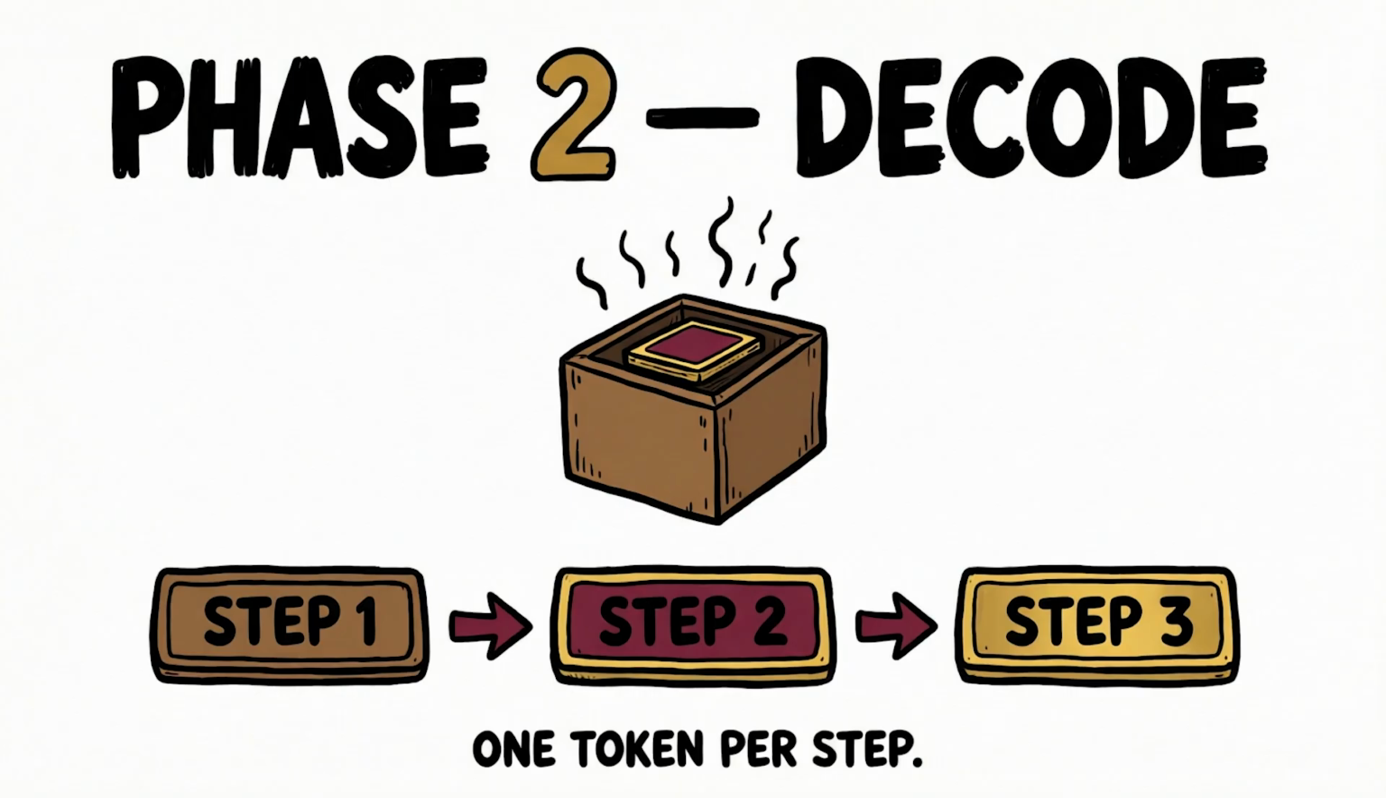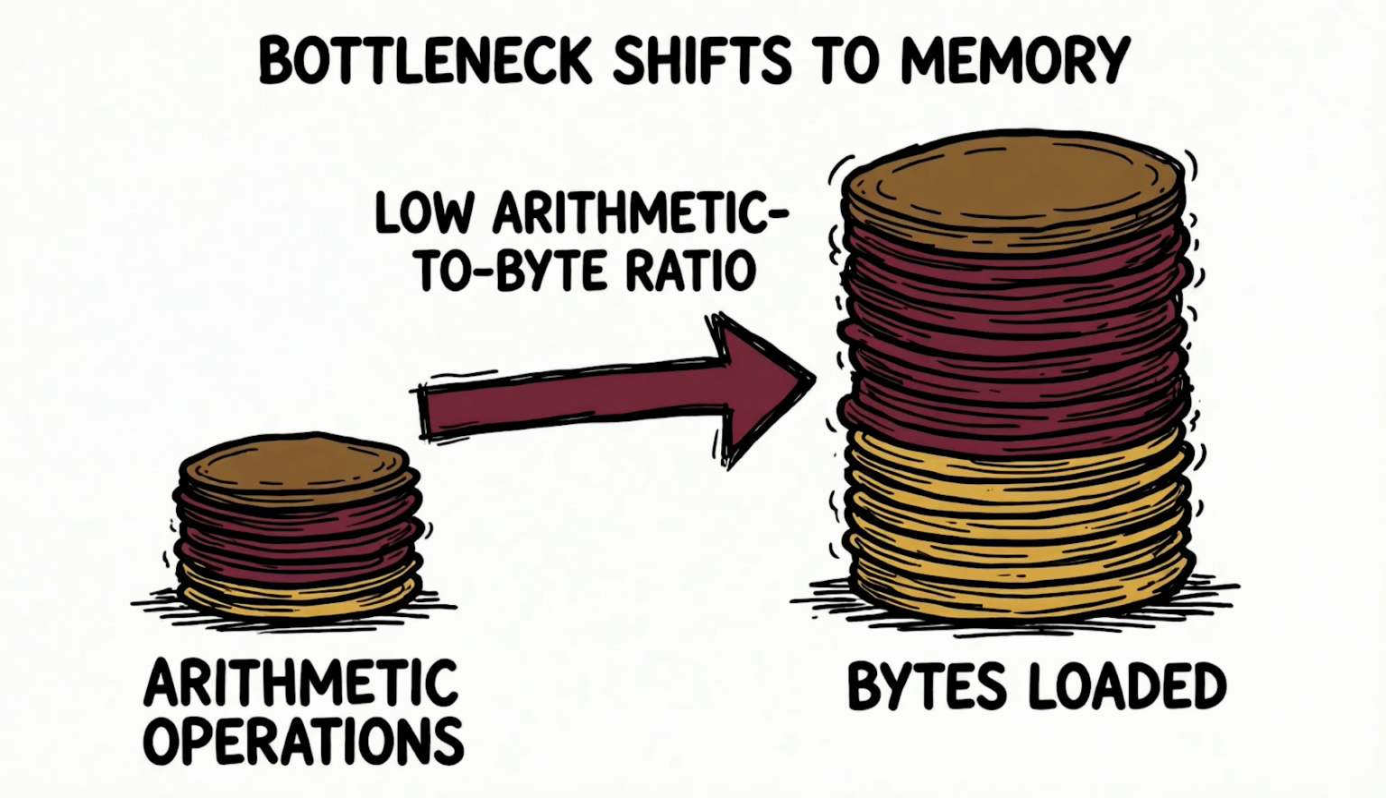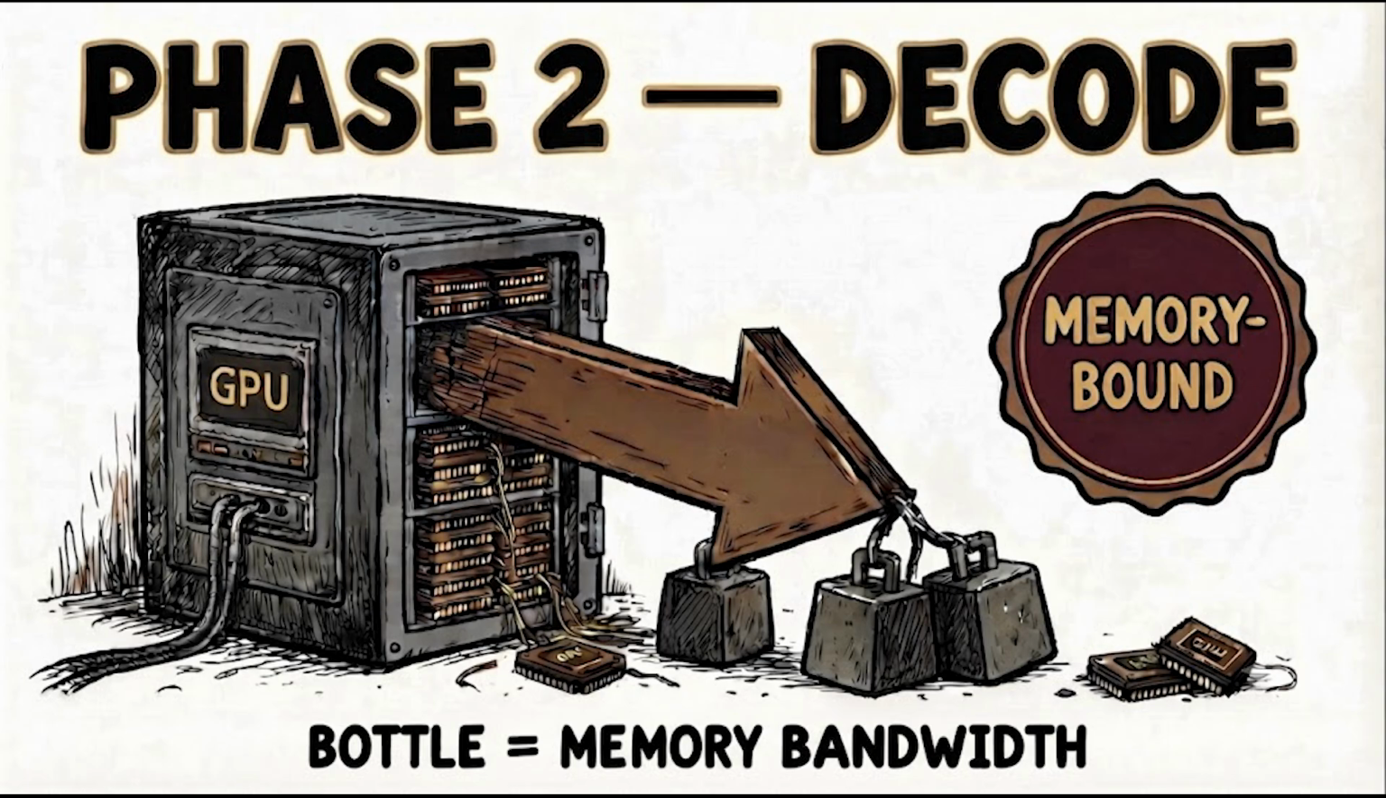When generating the response one token at a time, in what is called the decode phase, the GPU processes a single token per step. The matrix multiplications shrink dramatically, and the GPU ends up loading billions of weights from memory while doing relatively little arithmetic per byte. The bottleneck shifts entirely to memory bandwidth. This phase is memory bound.